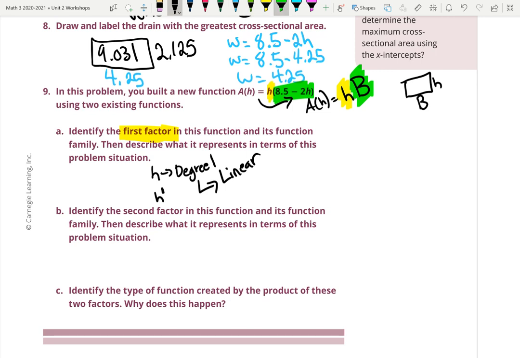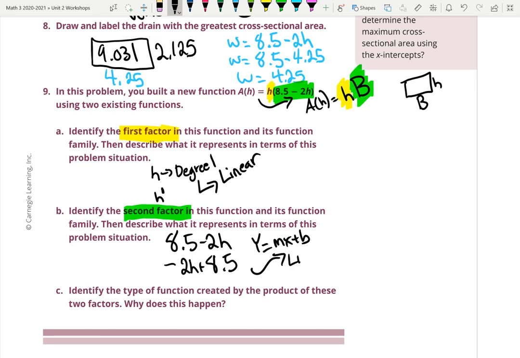The second factor, 8.5 minus 2h. If I cleverly look at it this way, I hope you can see that this resembles slope-intercept form, meaning that it's going to be linear, which means it's degree 1.